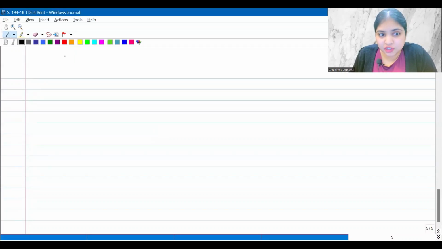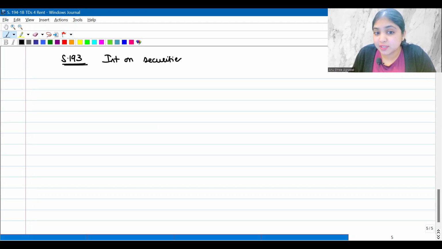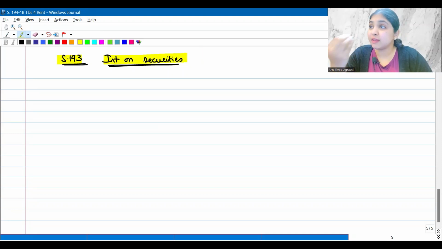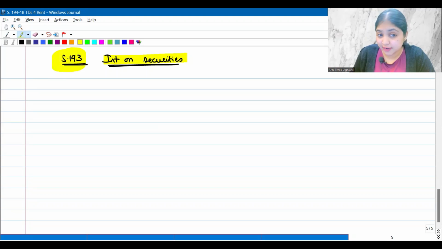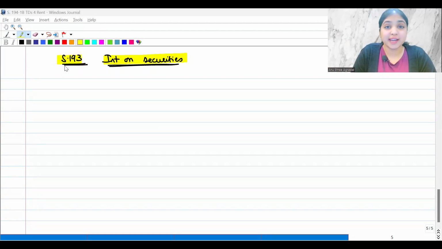Let me take you to the next section now, which is section 193. Now, section 193 talks about interest on securities. Do you remember we have already learned about section 194A, right? 194A covers interest other than interest on securities. So, if I earn interest income which is relating to securities, then tax will be deducted under section 193. If I'm earning interest income which is not from securities, then it will go to section 194A. So 194A, we've already learned, interest other than interest on securities. Now we're learning section 193, which is about interest on securities.